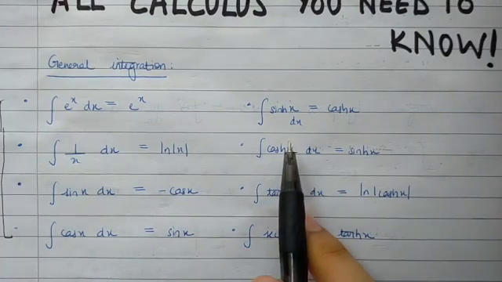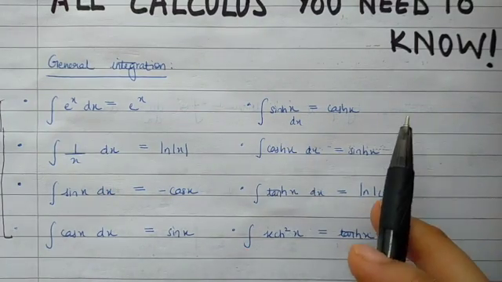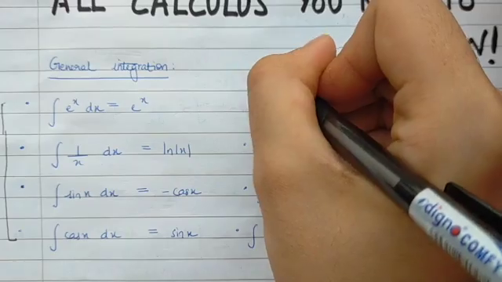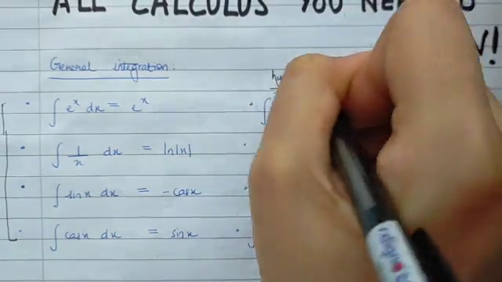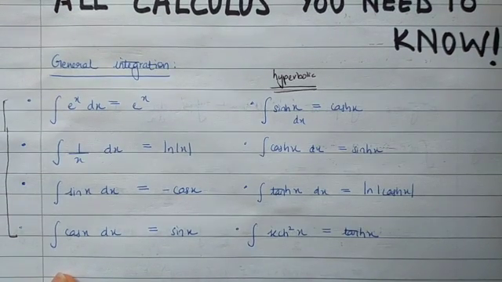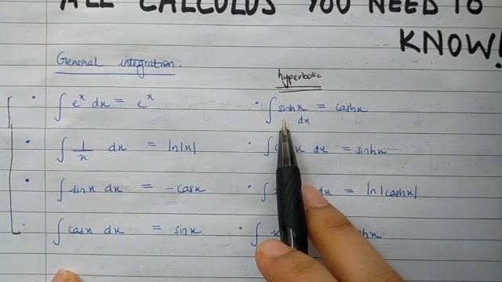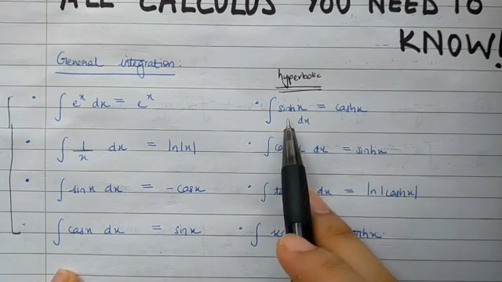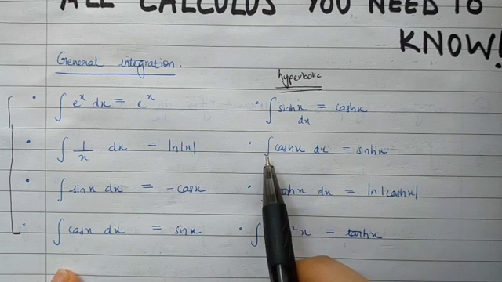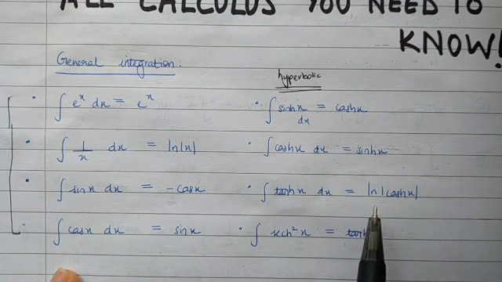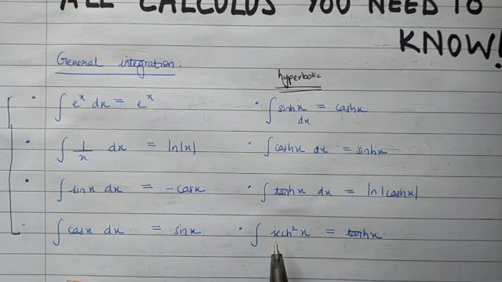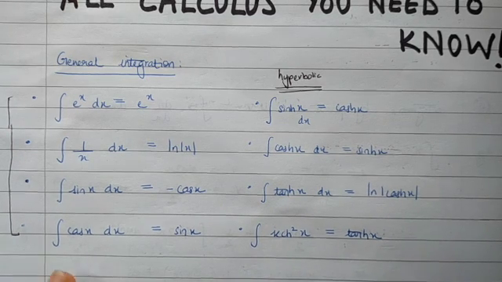And then if you do further maths, then you would need to know the hyperbolics. So these are the hyperbolic integrations. These are not given in your data booklet, so I would recommend you to memorize these. So sinh, or that's how I say it at least, gives you cosh, and cosh gives you sinh. Tanh will give you ln cosh, and sech squared would give you tanh.